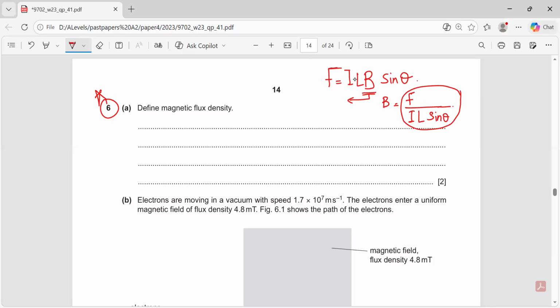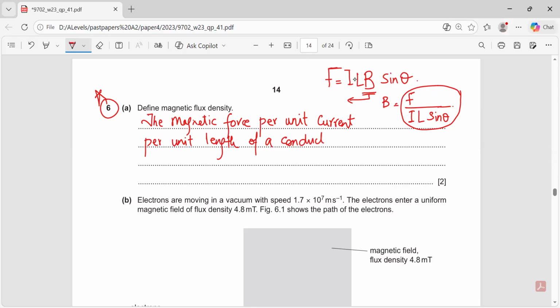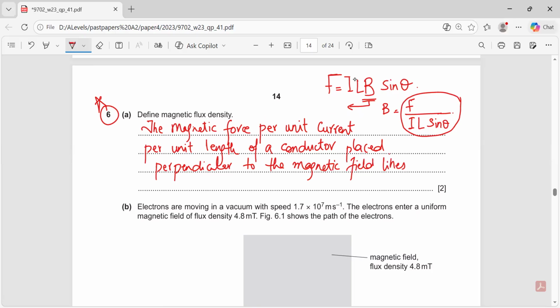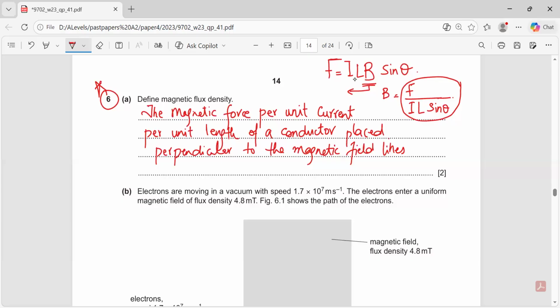So let's define magnetic flux density. The magnetic force per unit current per unit length of a conductor placed perpendicular to the magnetic field lines is called magnetic flux density. And magnetic flux density basically tells us how strong or how weak a magnetic field is.